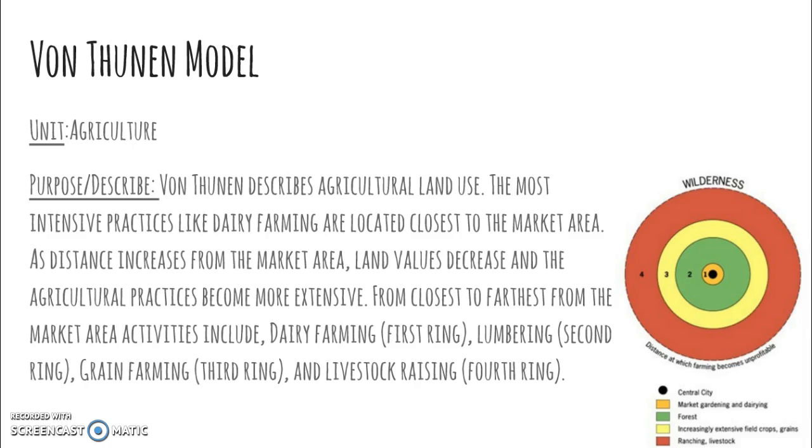The von Thunen model is in the agriculture unit. It describes agricultural land use. Most intensive practices are located closest to the market, and as distance increases, the processes become more extensive. From closest to farthest from the market, the activities include dairy farming, lumbering, grain farming, and livestock raising.